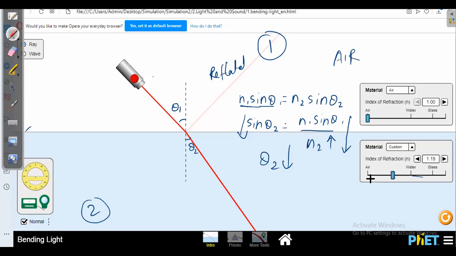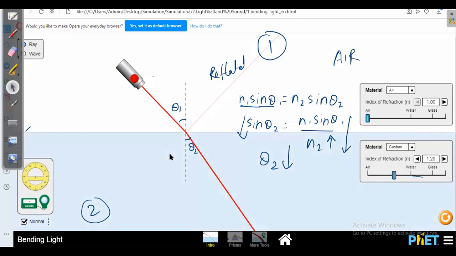Now what I'm going to do is increase n2 still further, and again observe what happens to my intensity. I think it's increasing, but anyway I will measure it with the measurement tool. Okay, now I am at some n2.